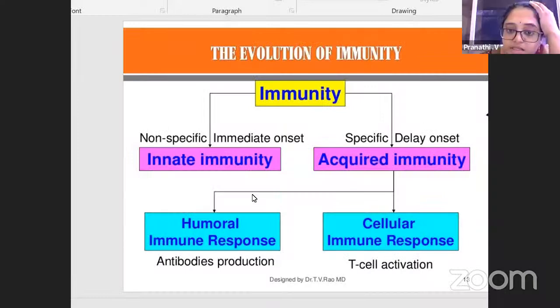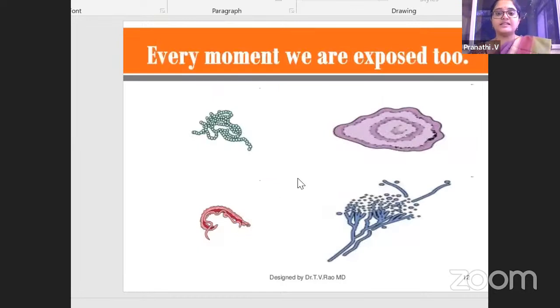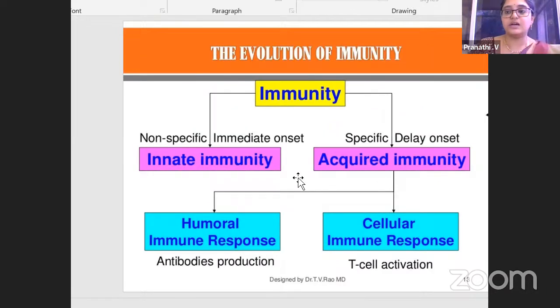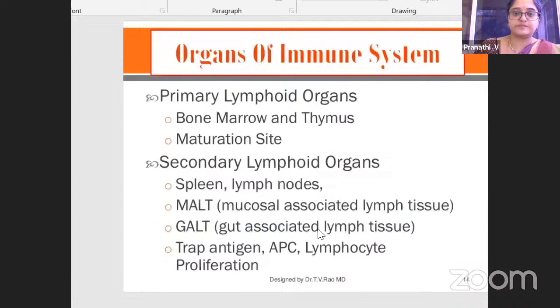We have humoral as well as cellular responses basically, and that comes under innate immunity and acquired immunity. In acquired immunity, we have humoral, wherein antibodies are produced, and cellular immune response, wherein you have the T cells, that is your thymus cells, CD4 cells, CD8 cells, and others that are being released.